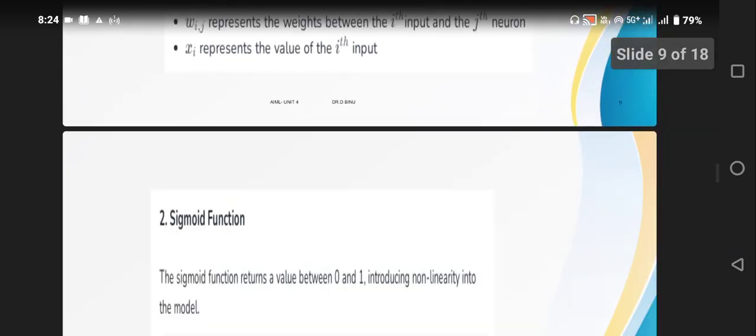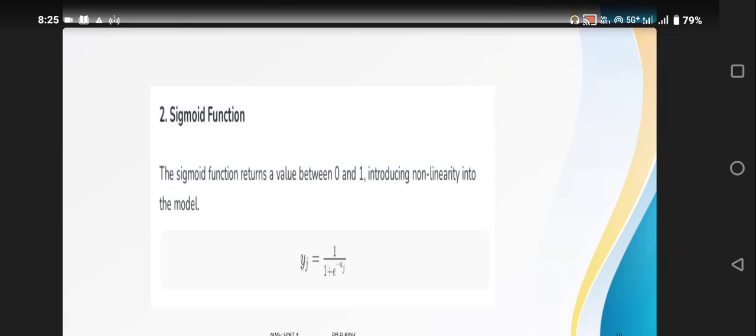What is meant by the sigmoid function? The sigmoid function returns a value between 0 and 1, which introduces non-linearity to the model. The sigmoid function is represented by y_j = 1 / (1 + e^(-a_j)).